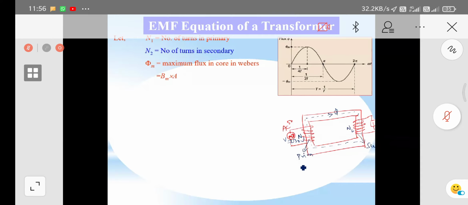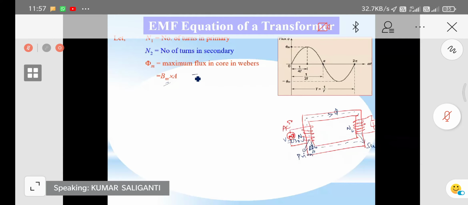Next, in the transformer we have the cross-sectional area of the core. This is the maximum flux density, B max, and this is the cross-sectional area, which is represented by A. This total density is the flux, and this is the maximum flux density.